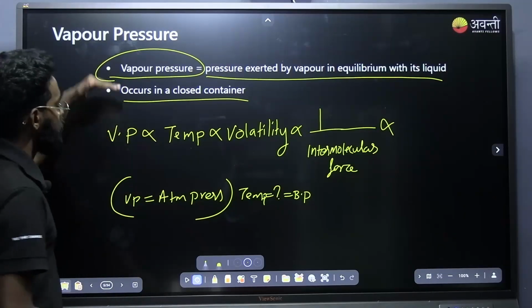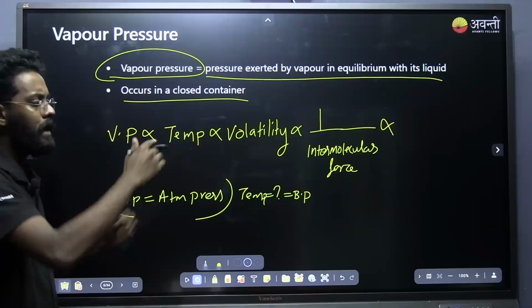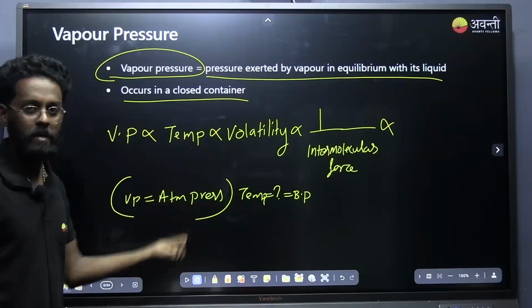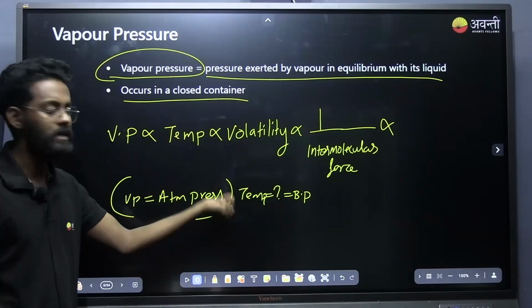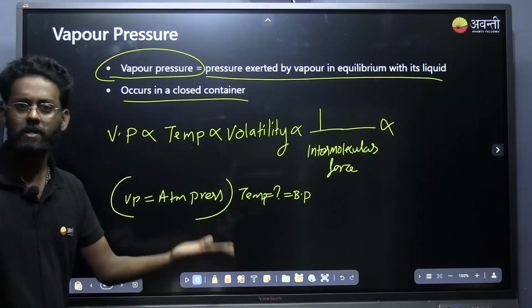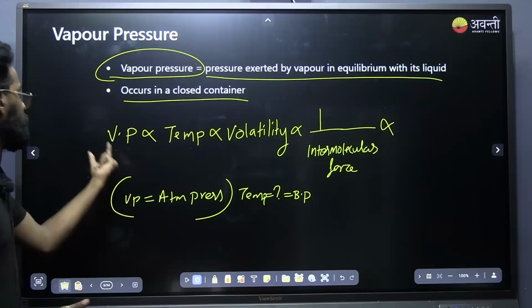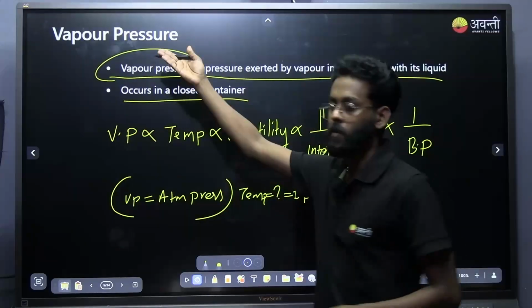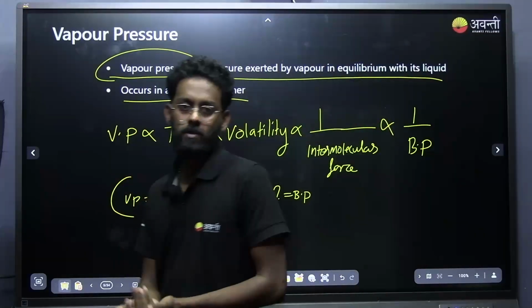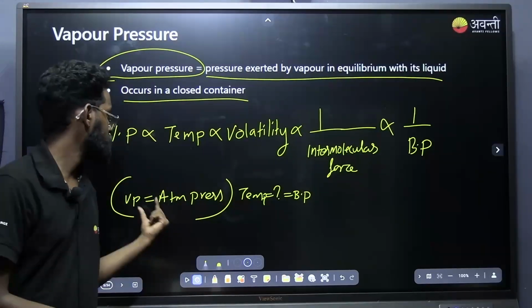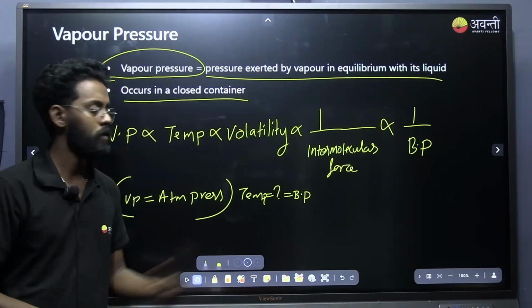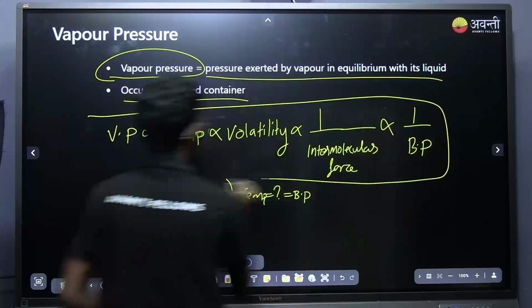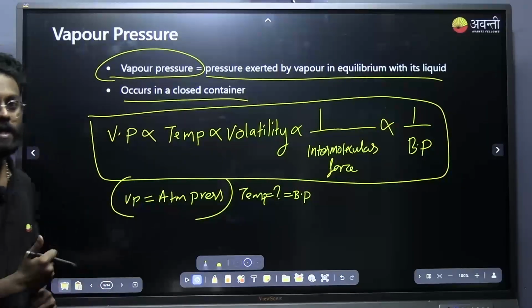Okay, if the vapor pressure is already very high, it needs very little temperature to make it equal to the atmospheric pressure. And that lower temperature is the boiling point. So that is why I can say vapor pressure is inversely proportional to boiling point. That is, if the vapor pressure is higher, we don't need to supply more temperature to make the vapor pressure equal to atmospheric pressure. So the boiling point will be less. Got it? So this is the complete idea related to vapor pressure. Hope all of you got a clear understanding about vapor pressure.